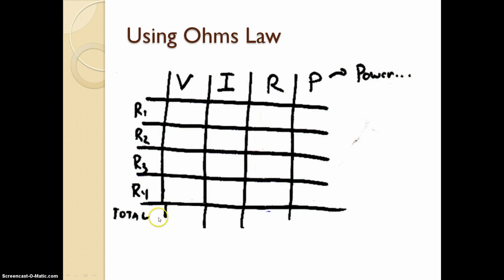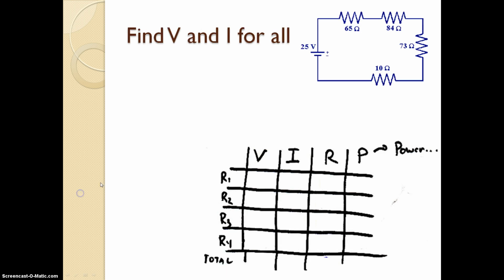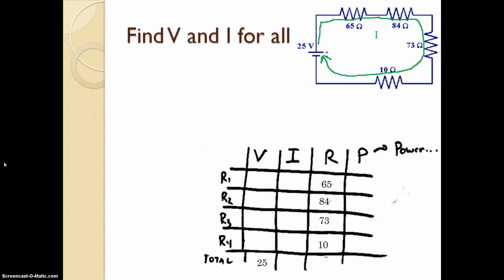This table with the total at the bottom is going to be our approach to understanding what happens in a circuit. So let's find the voltage and current for all. Draw this little circuit right here. The first thing I'm going to do is write down everything I know. I know the total voltage is 25, and I know each individual resistance as well. And by drawing my current arrow, I see there's no junctions here, so they all have the same current I, which means that this is a series circuit.